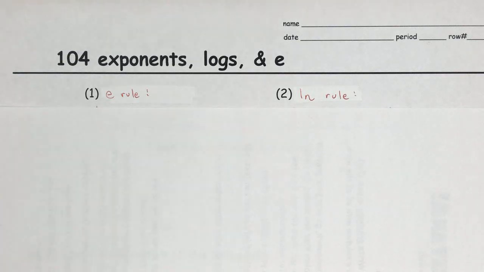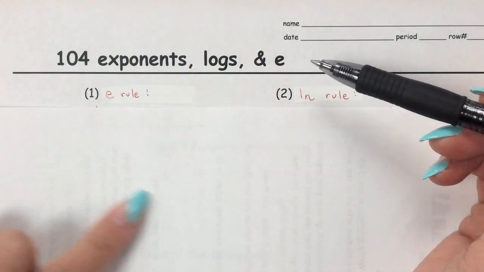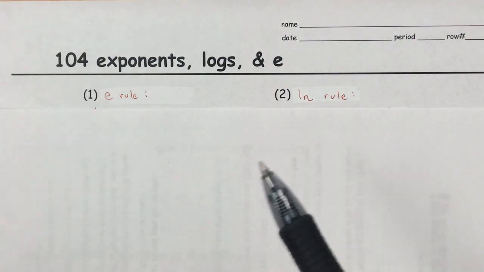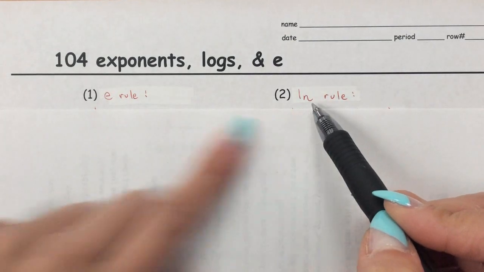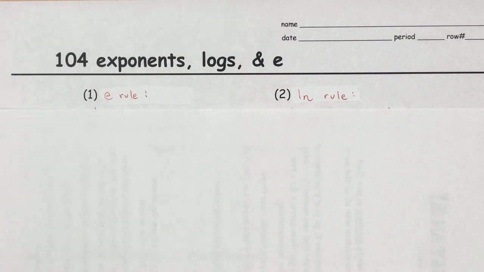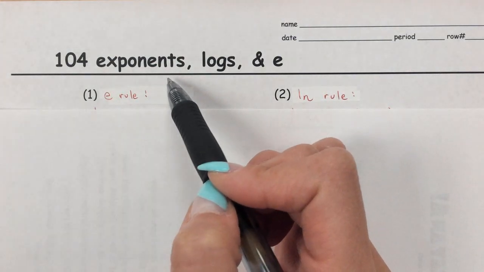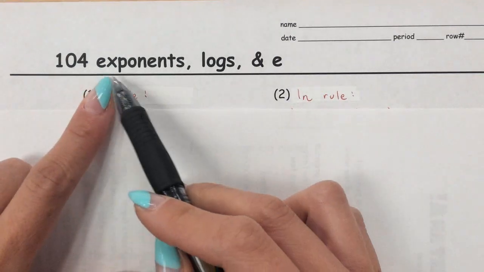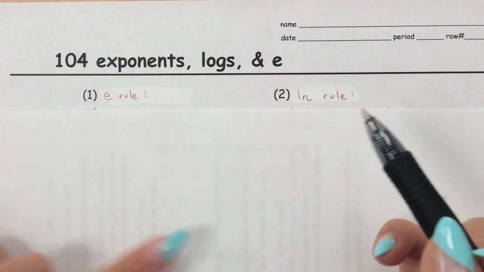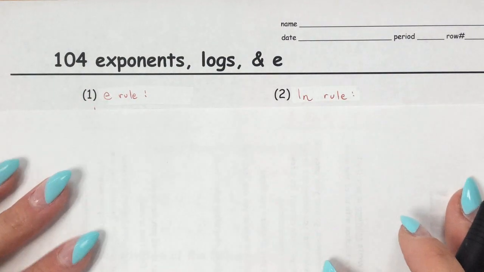All right, last one, 104: exponents, logs, and e. Really we're talking about the e rule and the natural log rule. We will get more specifically into all logs and all exponents next year, but for now we're going to talk about the e and the ln rule. So really this should say e and ln rule. Sorry about that. There are only two rules, and they're pretty easy to remember.